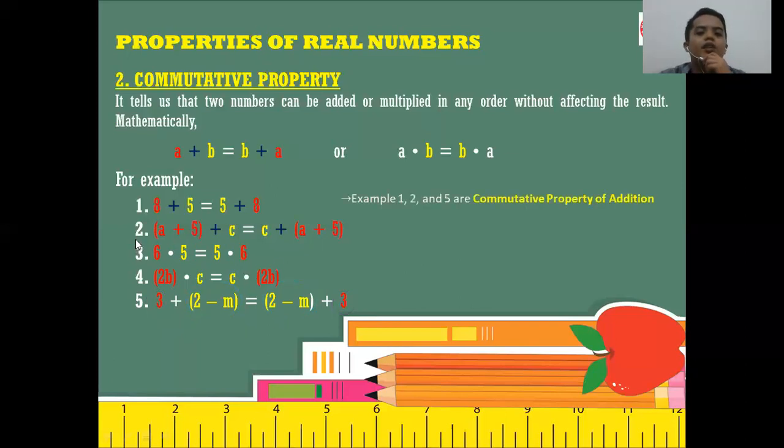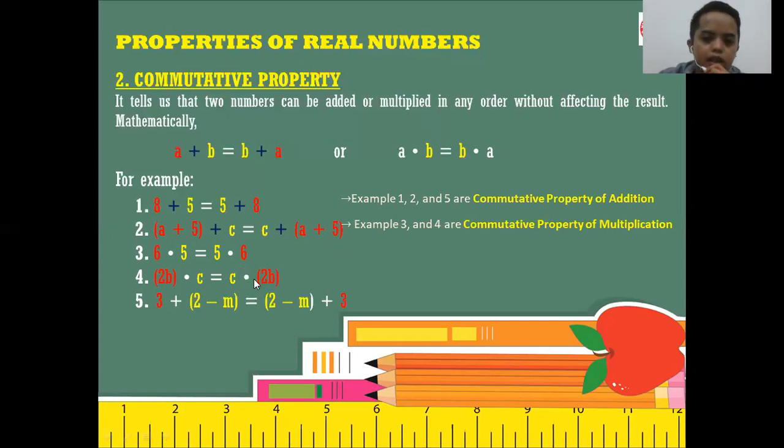So in other words, examples 1, 2, and 5 are examples of commutative property of addition. Then examples 3 and 4 are commutative property of multiplication.